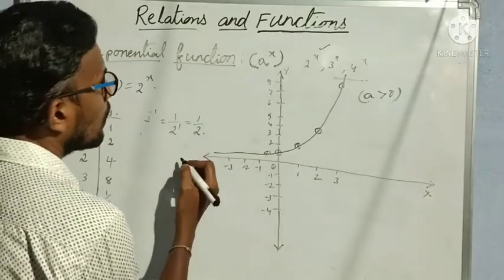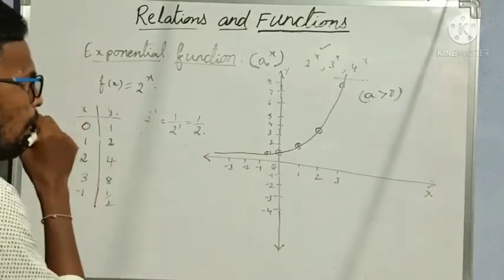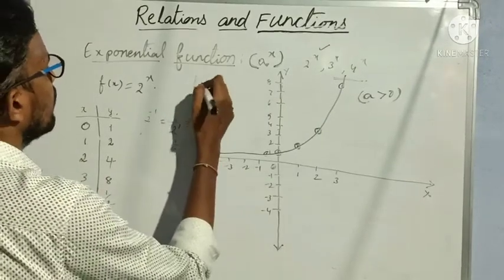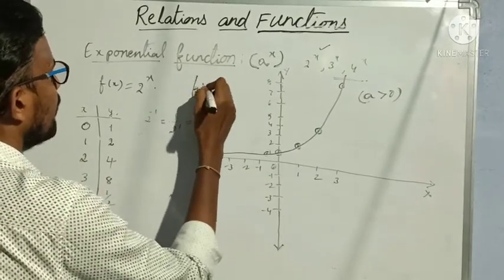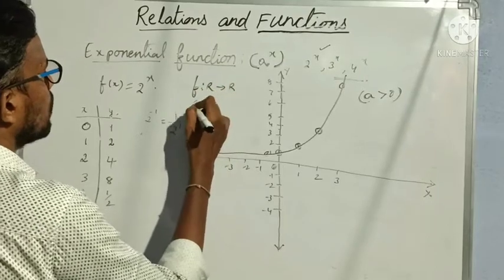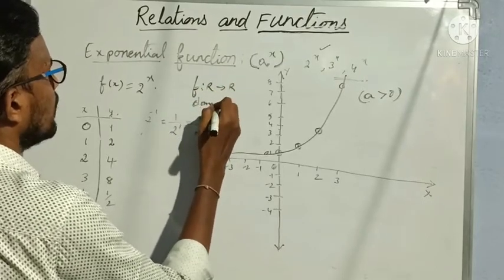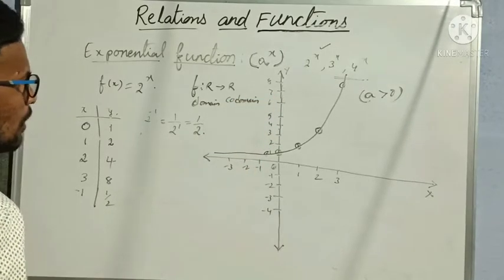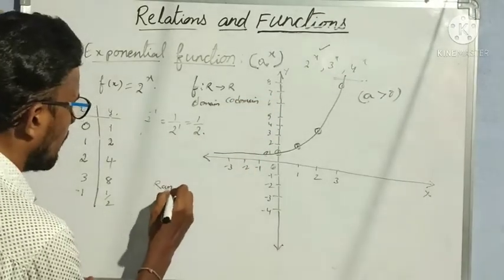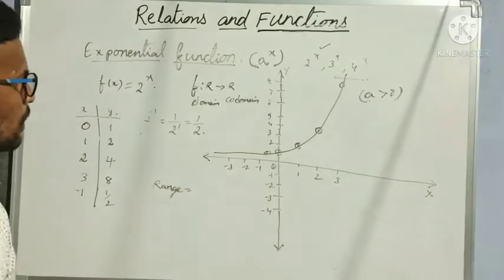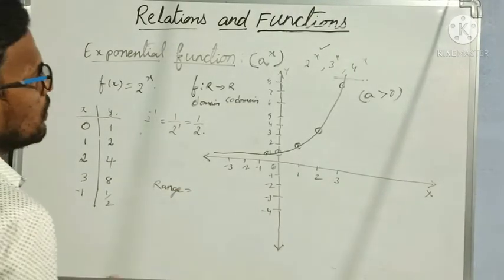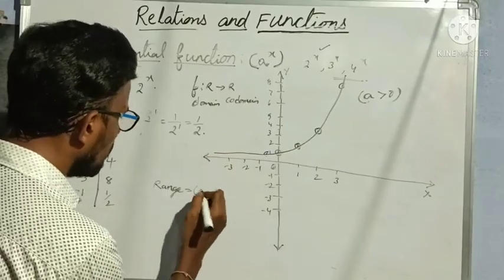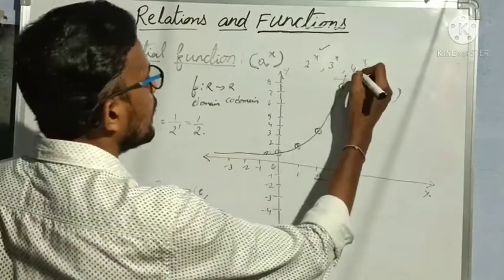Anyhow, always remember that f goes from R to R. So the domain is R and the codomain is R for every function. Understood? So now let us find the range of this function. So the range is nothing but 0, it is nearing 0. So 0, comma, and here it is going up to infinity.